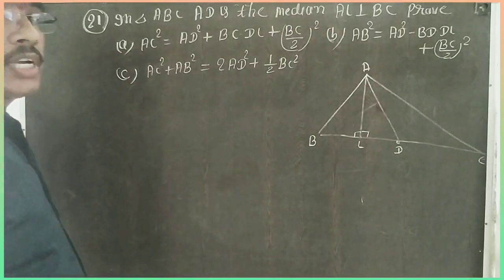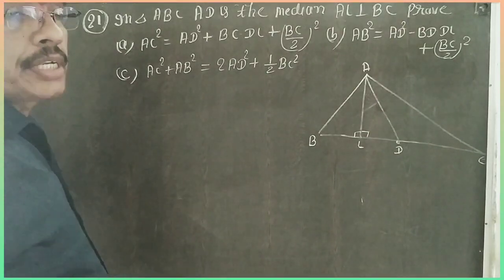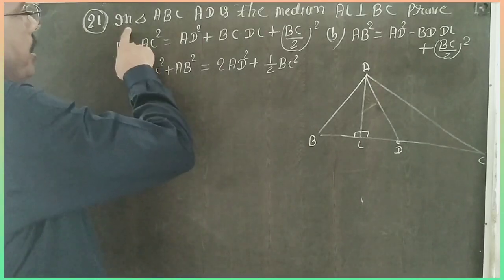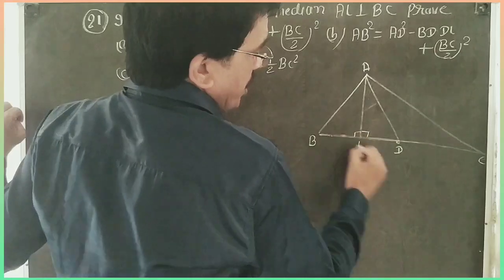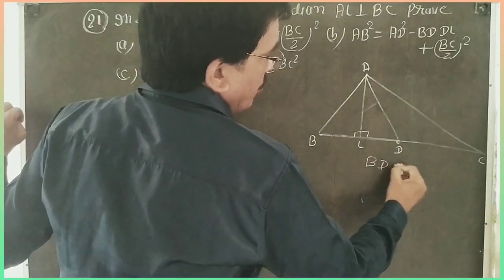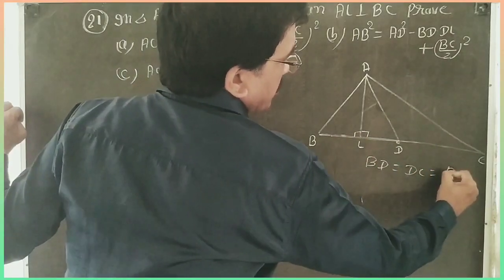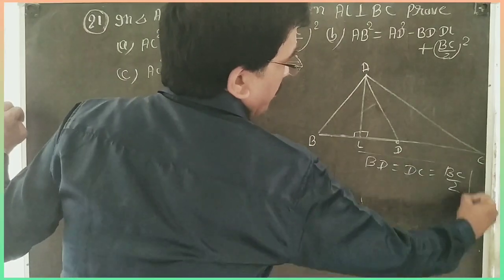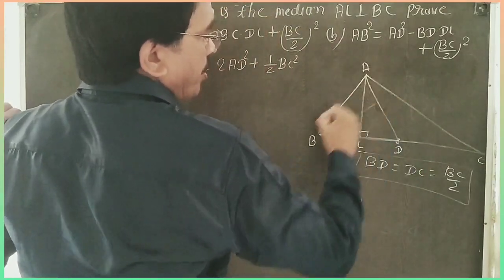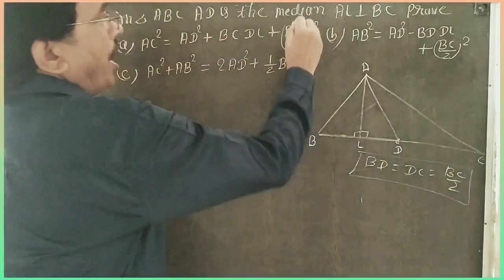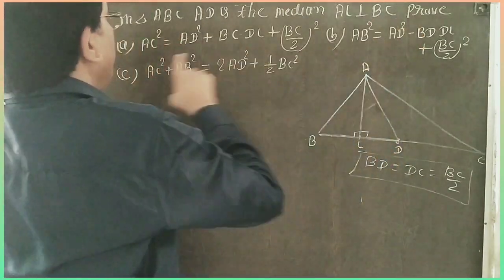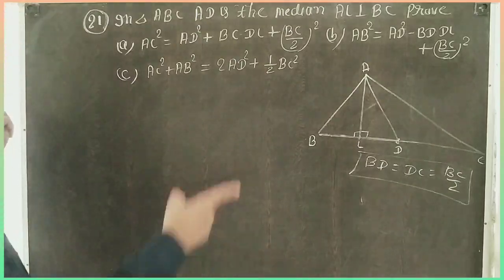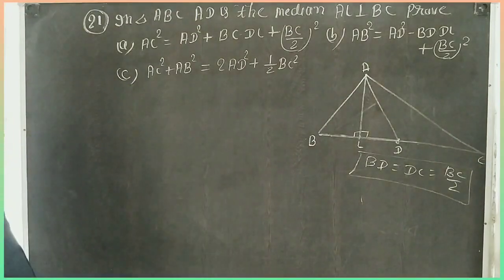This type of question I solved two times also in this exercise. The question is that in triangle ABC, AD is the median. Then it is clear that BD is equal to DC, otherwise BC by 2, because D is the midpoint of BC. And AL is perpendicular to BC. Prove that AC square is as given. So first, to find AC, in which triangle can you find it?